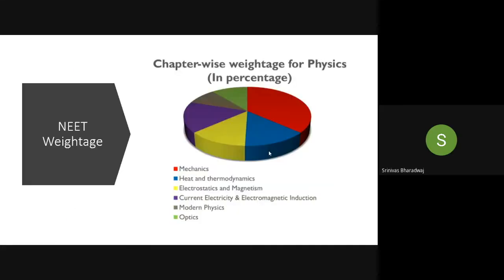Here, let me give you the chapter-wise breakdown. Notice that electricity and magnetism and current electricity, and if you include modern optics, occupy a significant part of your NEET exam. This alone is as big as mechanics. Mechanics we teach very well to the class 11 students, but electrostatics, current electricity, and modern physics are also extremely significant. The last two topics, heat and thermodynamics and optics, also have some coverage.